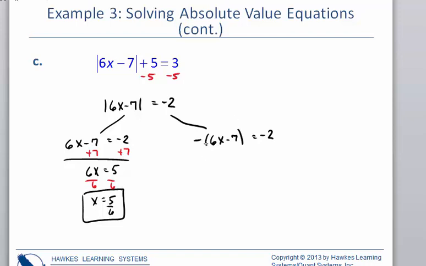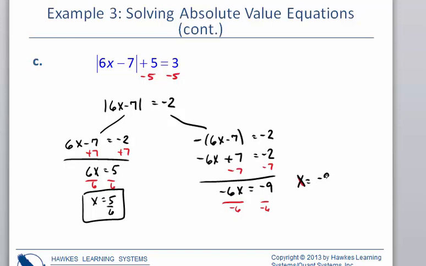On the other side, we're going to distribute our negatives, so we'll have negative 6x plus 7 is equal to negative 2. We begin solving this one by subtracting 7 from both sides, which gives me negative 6x is equal to negative 9. We divide both sides by negative 6, which gives me x is equal to negative 9 over negative 6, which is going to reduce to 3 over 2.